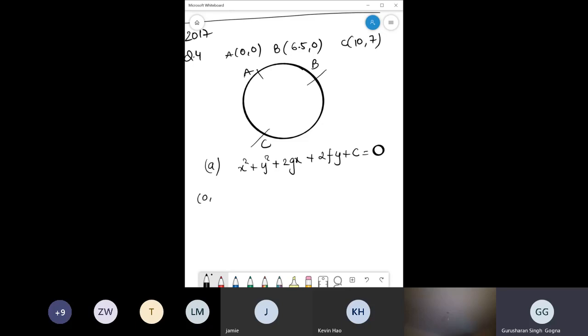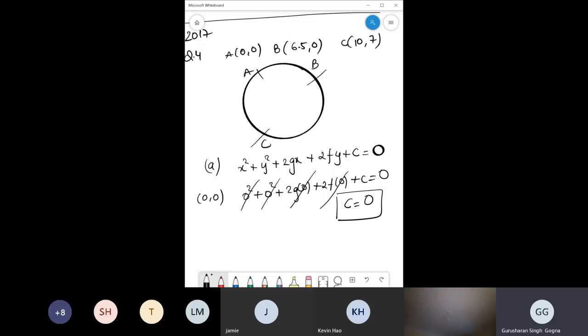So first point is 0, 0. Let's use the simple one. And if this is on the circle, then it must satisfy the equation. So if I substitute in place of x and y, what you will get? 0, 0, 0, 0. This is all gone. So you will get c equal to 0. So what is my objective? I need to get the equation of the circle. In order to get the equation of the circle, I need to get G, F, C, isn't it? So I got C.